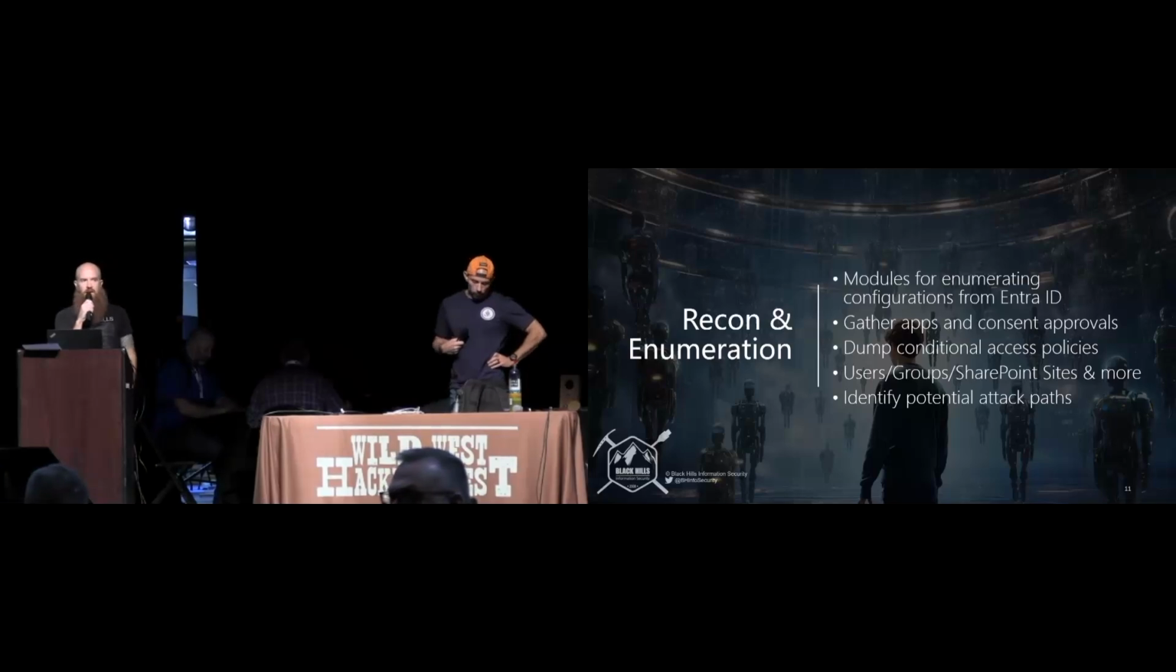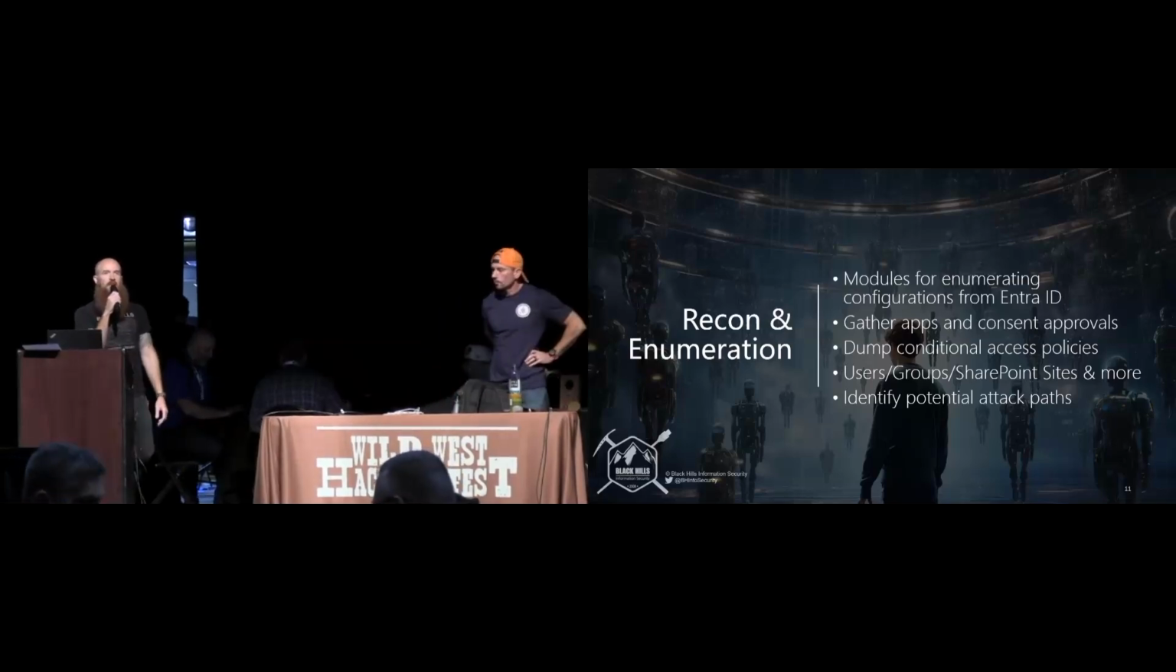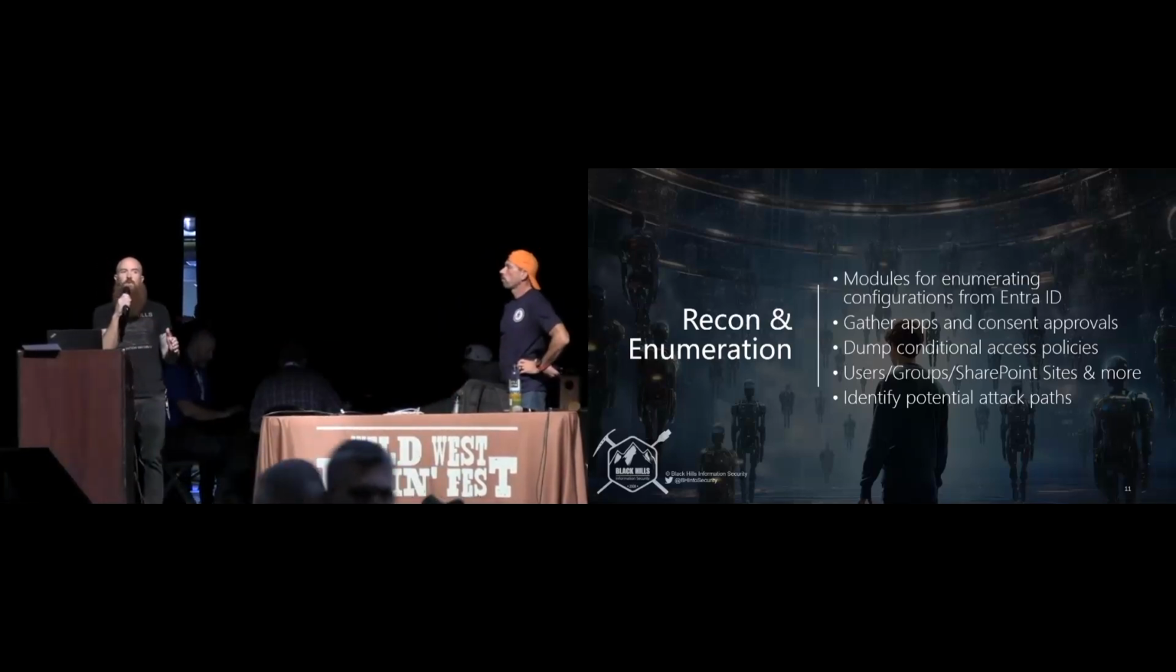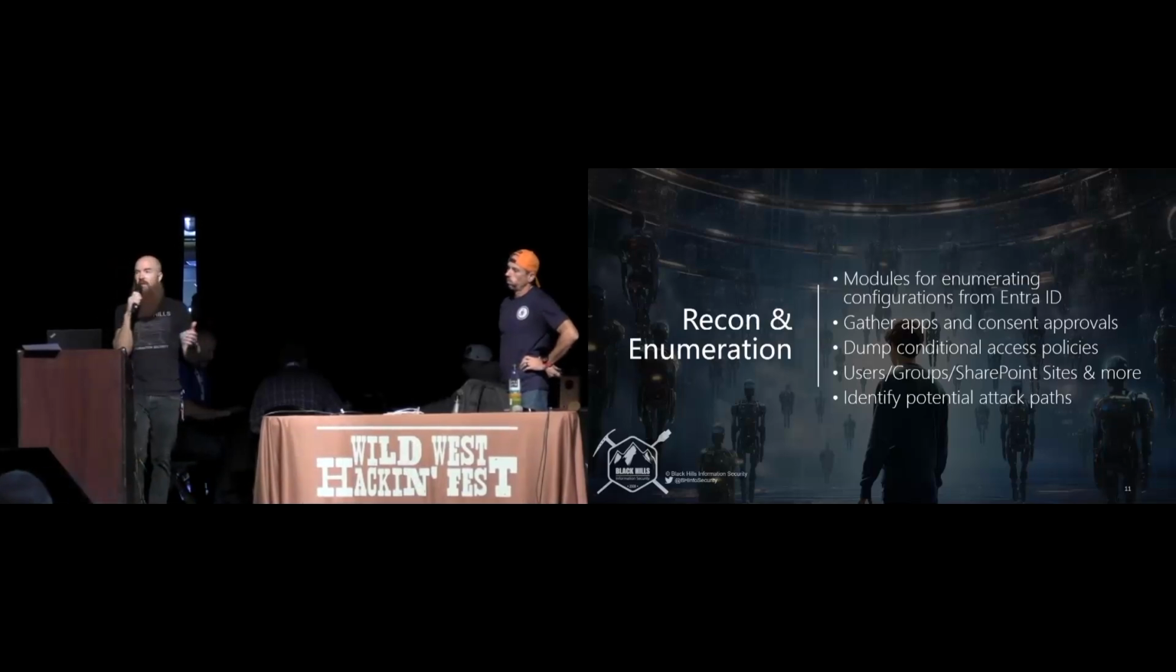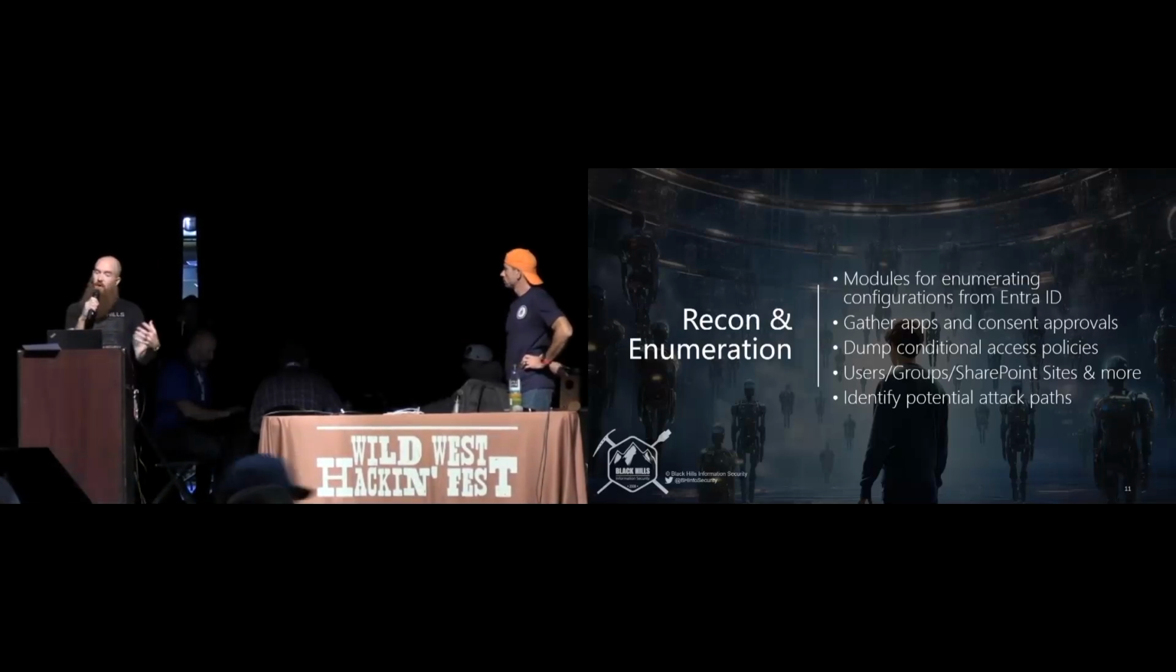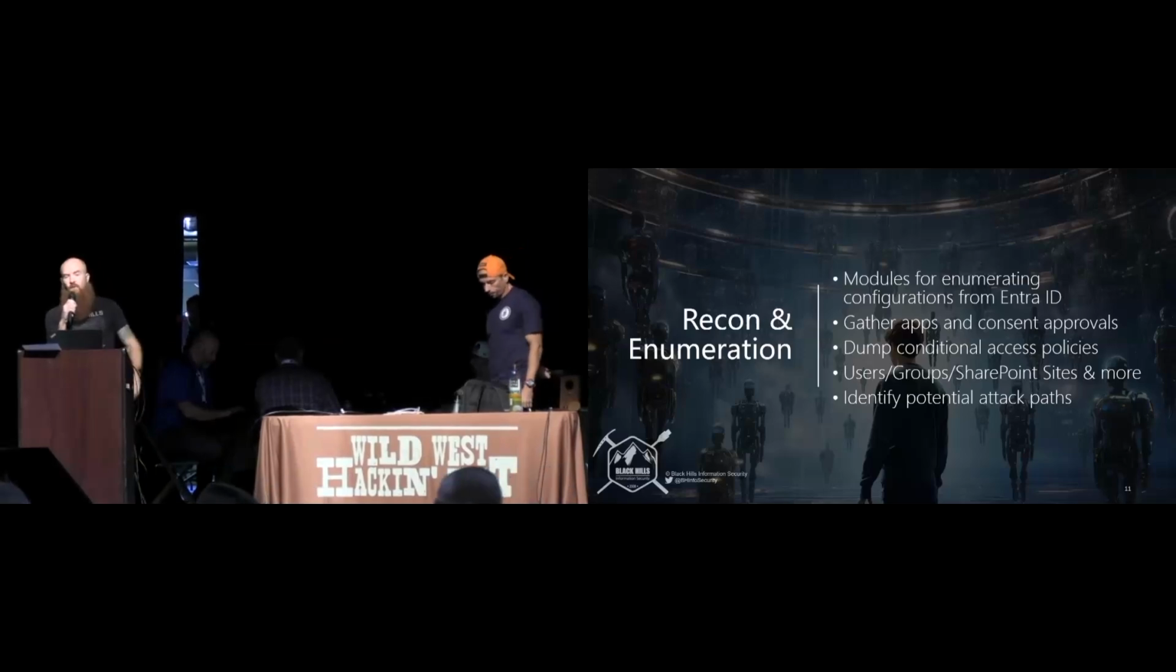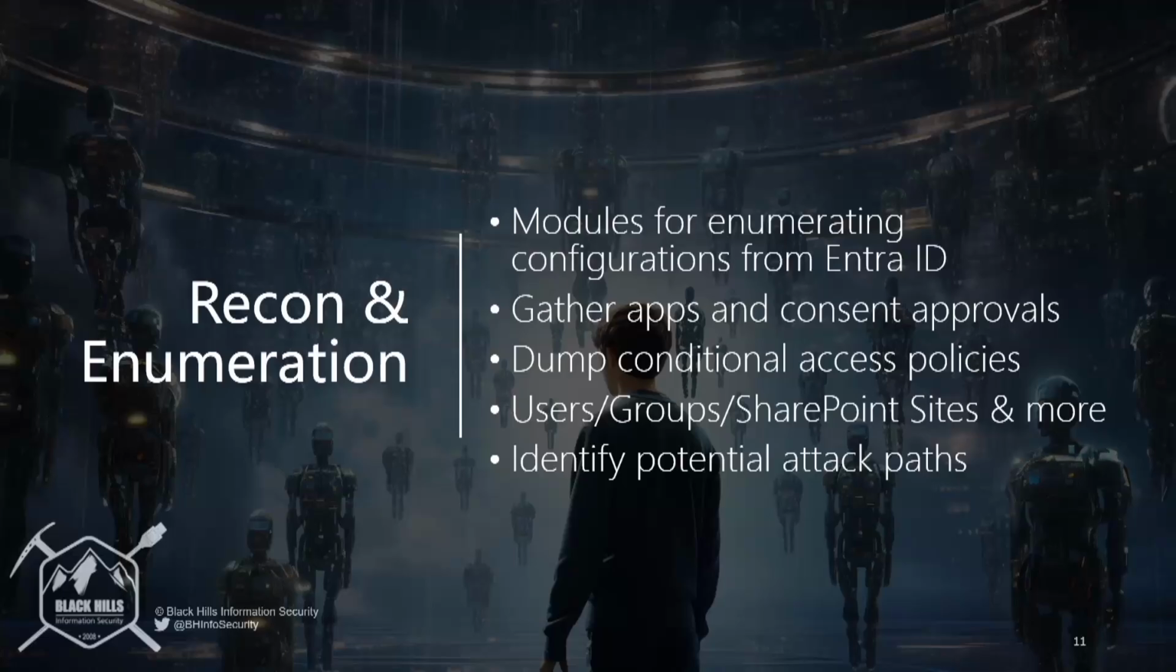In terms of recon, GraphRunner has a number of modules that will help you identify a lot of the other issues that we're going to look at exploiting later on. A lot of those default issues. First off, it has modules for enumerating configurations, so user settings and things that users can do. Things like, can users consent to apps? Can users create apps? Can users create groups?